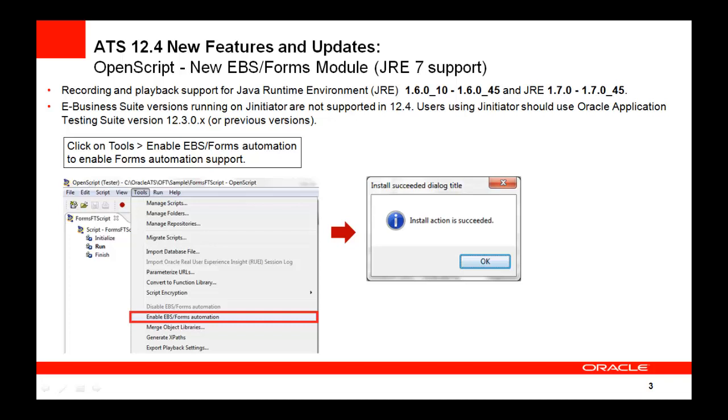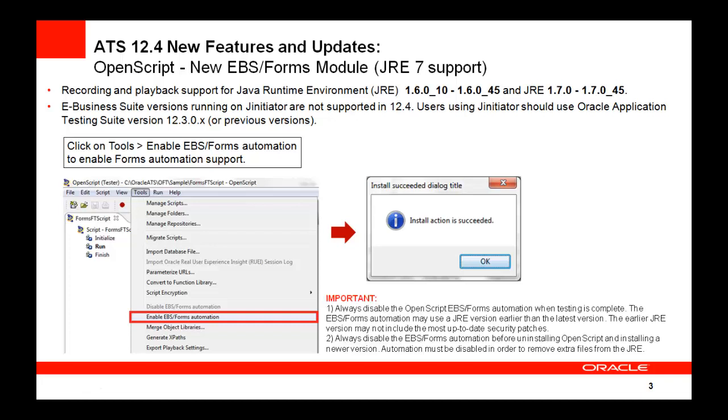One thing to note is eBusiness Suite versions running on JInitiator are not supported in 12.4. Users who are required to test with Oracle JInitiator should use Oracle Application Testing Suite version 12.3 or older. For the new JRE7 support, it is required to enable EBS automation from the Tools menu. This will copy the required DLLs into the JRE folder. A confirmation window will appear when the installation is completed.